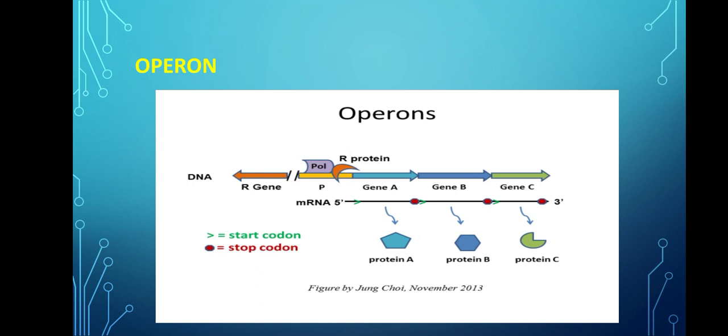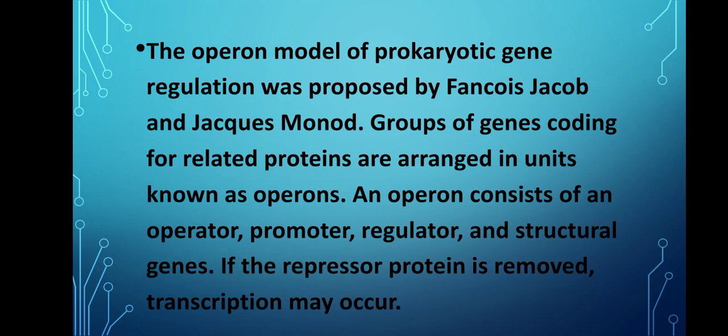So what do we mean by operon? The operon model of prokaryote gene regulation was proposed by Francois Jacob and Jacques Monod. Groups of genes coding for related proteins are arranged in units known as operons. An operon consists of an operator, promoter, regulatory, and structural genes. If the repressor protein is removed, transcription may occur.